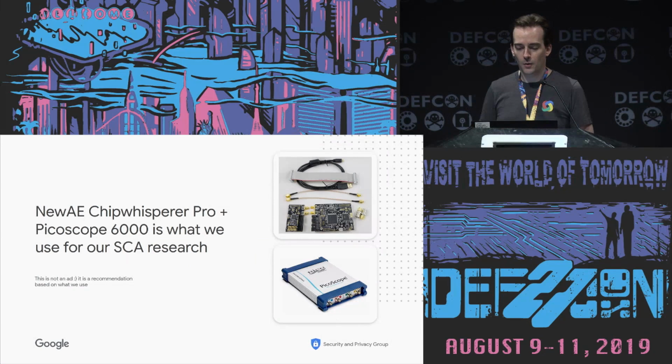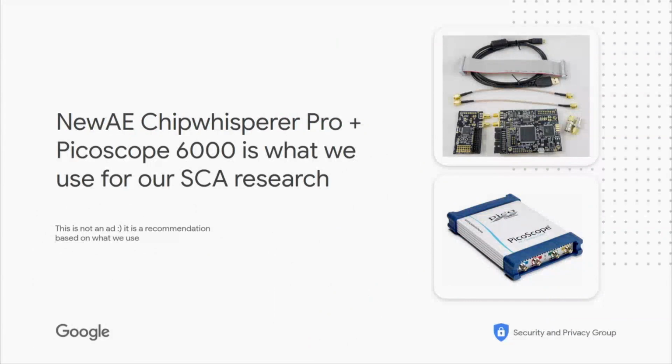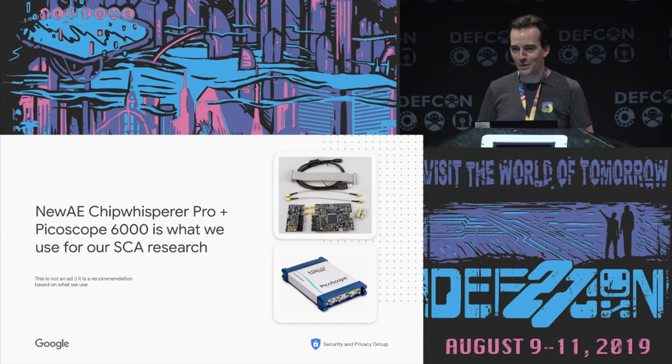And that's why our setup evolved over time during the project, and right now we're using a ChipWhisperer Pro, which is a bit more expensive than the ChipWhisperer Lite or the ChipWhisperer Nano kits, and we use a PicoScope 6000 series. This is not an advertisement, the talk is not sponsored, this is just what we use so that if you want to reproduce the setup, you know that this works.